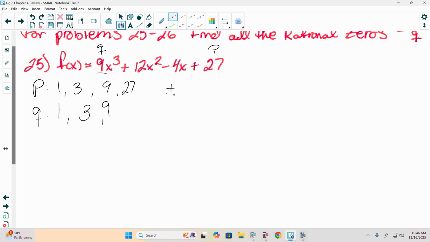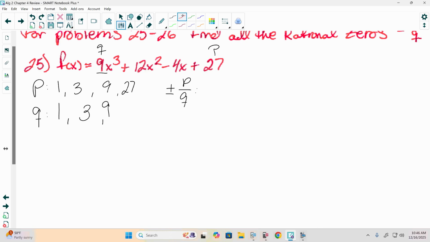Questions on how we found the values for P and Q? P is the constant term, our term without a variable. Constant term is, by definition, does not have a variable. How did you find the leading coefficient? So leading coefficient is the number in front of the variable with the biggest exponent.